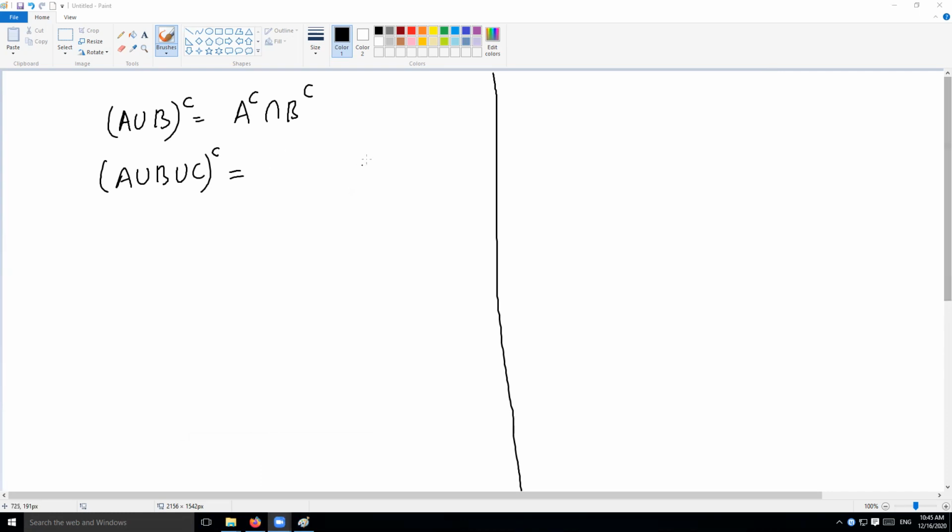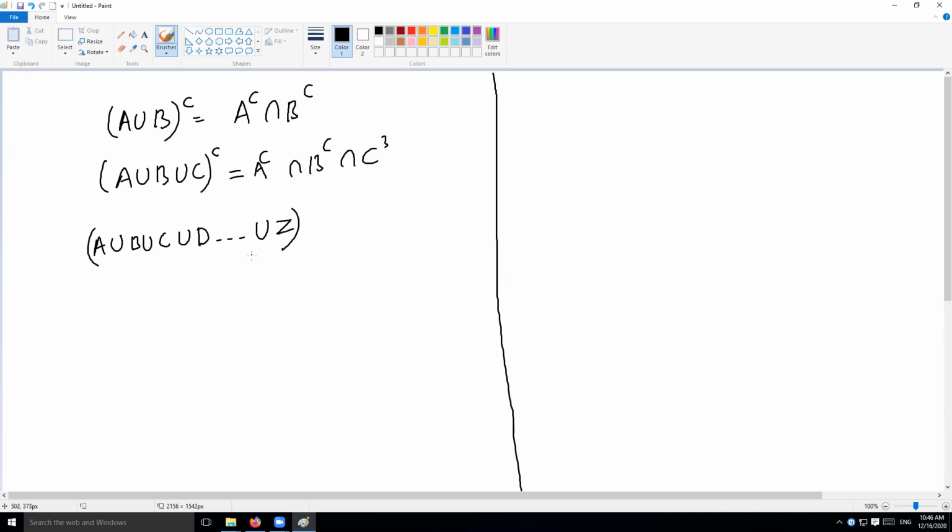So what are you going to get on the other side? A complement intersection, A complement intersection B complement intersection C complement, right? But imagine now I have to write A union B union C union D, and so on, and somehow say I go up to the union Z actually.